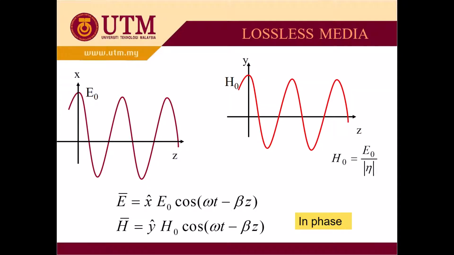So for the lossless media, we can see that basically the electric field and the magnetic field will be in phase. There is no phase difference. The only difference is the magnitude: H naught is equal to E naught divided by the intrinsic impedance. And if we look at the general equations here, it's almost the same. So it's in phase because there is no theta.